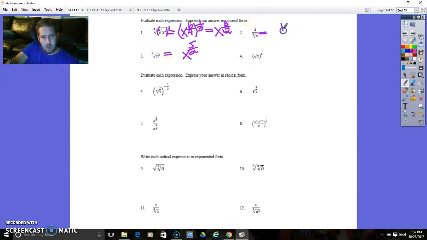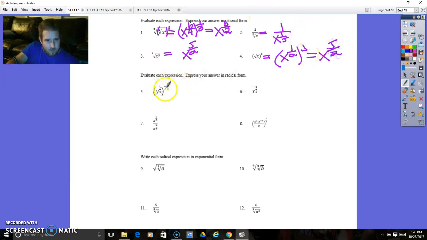Alright, this one's going to be 1 over x to the 1/5, and it's 1/5 because this is 1/5. This one's going to be, let's see, square root of x, so that's x to the 1/2 inside of parentheses with the 5 on the outside. So that 5 times 1/2 becomes 5 halves.